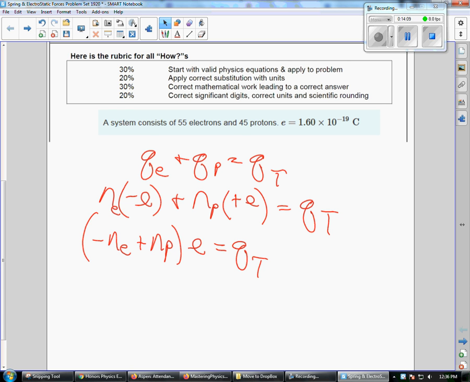So now I just put in my 55 and my 45. One thing I could have addressed in my line is I'm just looking at the numbers. Is it going to be a positive or negative net charge? Negative, because I have more electrons than protons. I have 10 extra electrons. So I can do it this way, because I have negative 55 plus 45, that's negative 10. Negative 10 times e is my total charge.